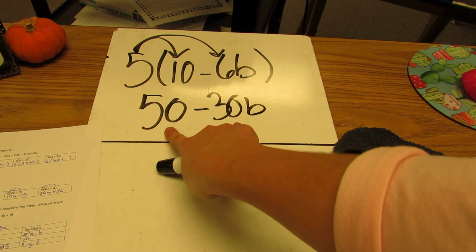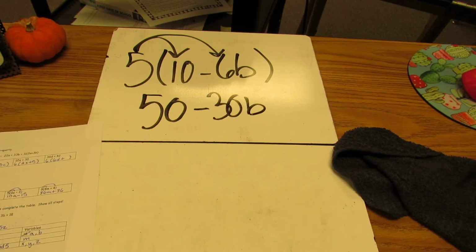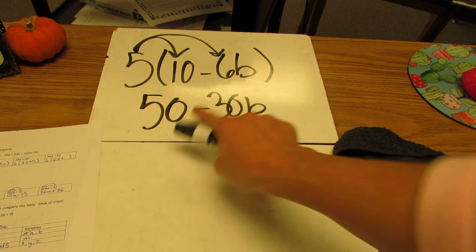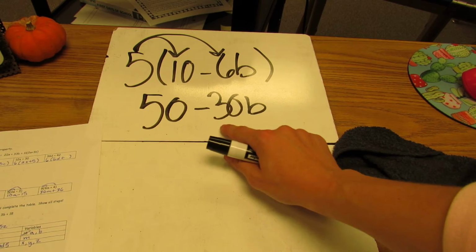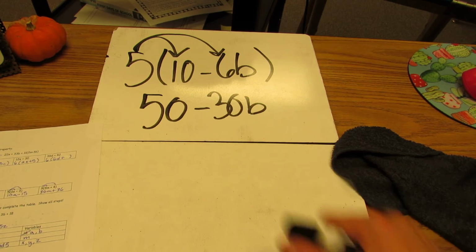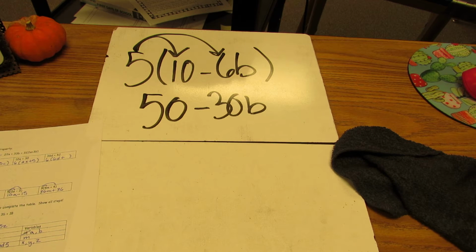Okay, can I combine these two terms? I hope you said no, because if you said yes, you're going to make me cry. These are not the same terms. This has a variable, this does not. This is a constant, that's my coefficient with the variable, all right? So hopefully you guys feel pretty good on that.